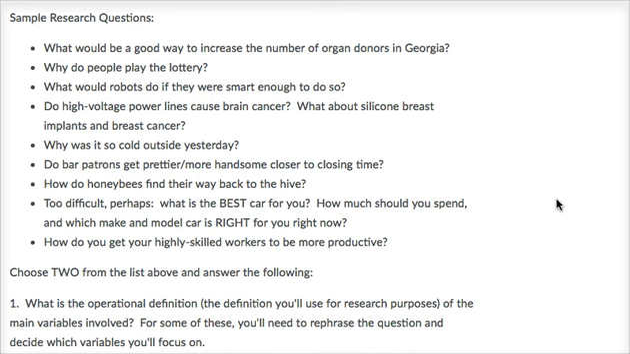If I was answering the question, I like to think about the lottery and why people play the lottery. So I'd probably pick, why do people play the lottery? Probably this, because I know what this research actually is. Someone actually did this research. I imagine the person who wrote this discussion knows that there's been research on all of these. But do bar patrons get prettier, more handsome, closer to closing time? So I would pull two of those out and then go down here.